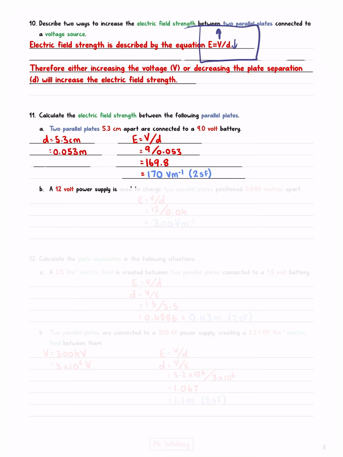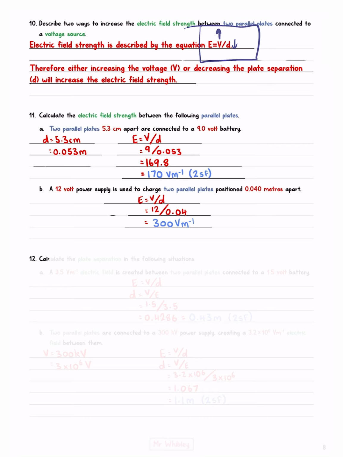A 12-volt power supply is used to charge 2 parallel plates, positioned 0.04 meters apart. Once again, we know that E is equal to V over D, our voltage is 12, our separation is 0.04, which gives us 300 volts per meter.